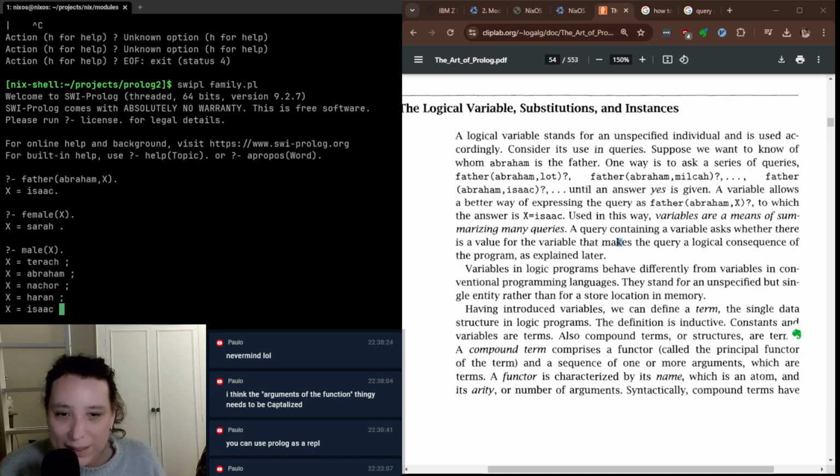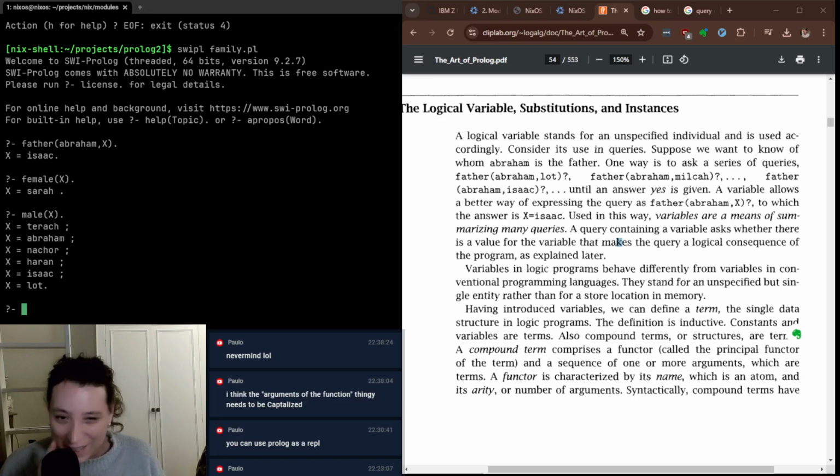Oh, if I press space, it gives me more options. That's pretty cool. There's probably a way for me to say and then I can kind of combine them together.